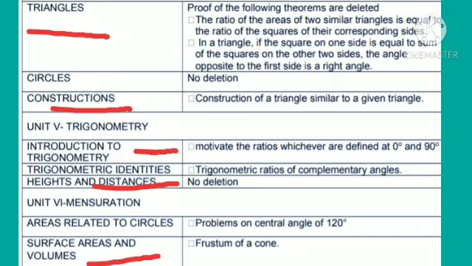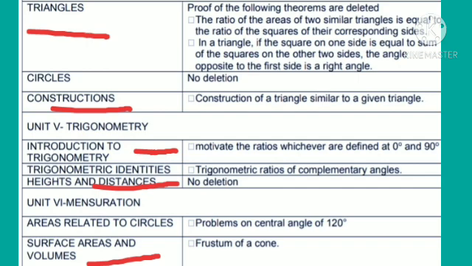Now students, in this triangles chapter you might know the deleted topics, that is, the proof of the following theorems are deleted. The ratio of the areas of two similar triangles is equal to the ratio of the squares of their corresponding sides. And in a triangle, if the square on one side is equal to the sum of the squares on the other two sides, the angle opposite to the first side is a right angle. The proofs of these theorems are deleted, so you need not study that.